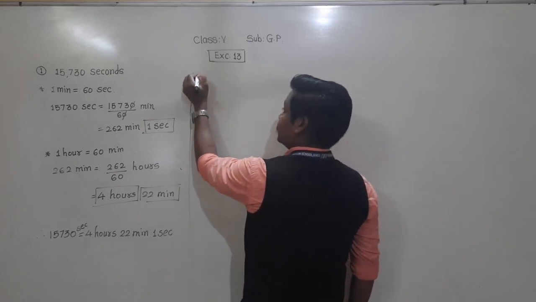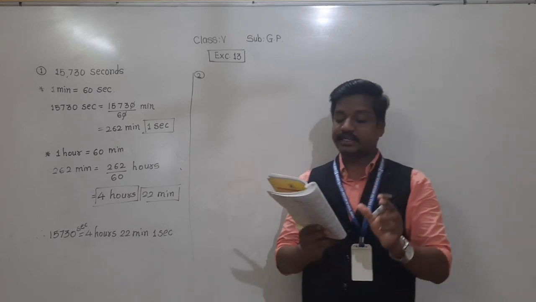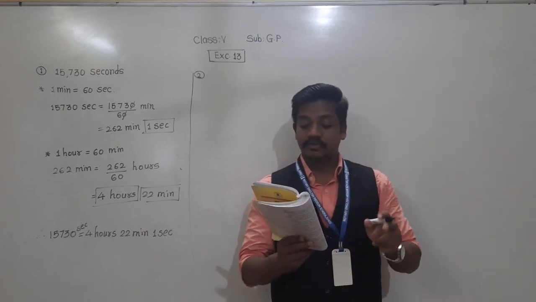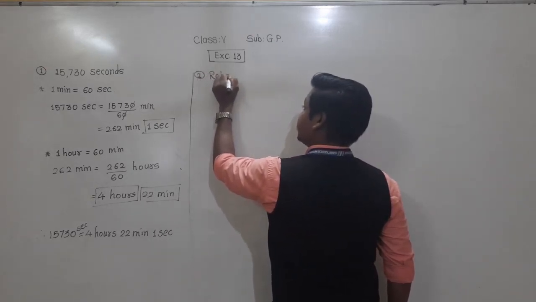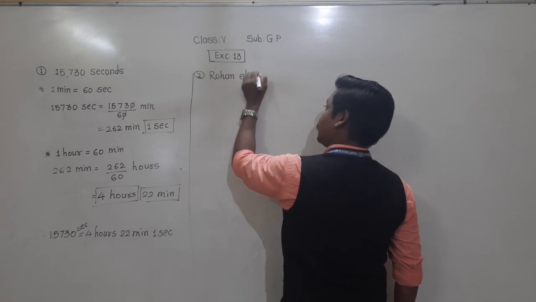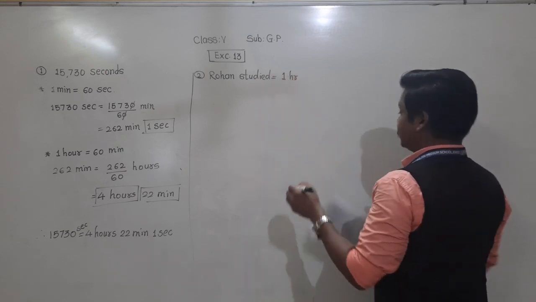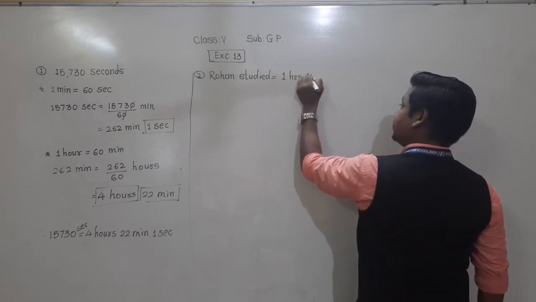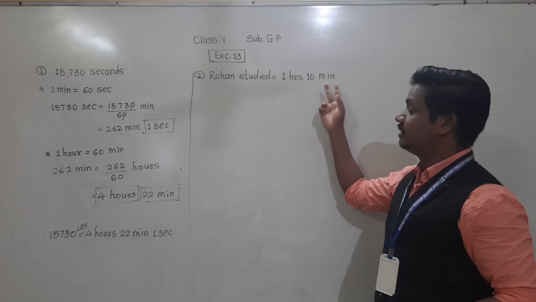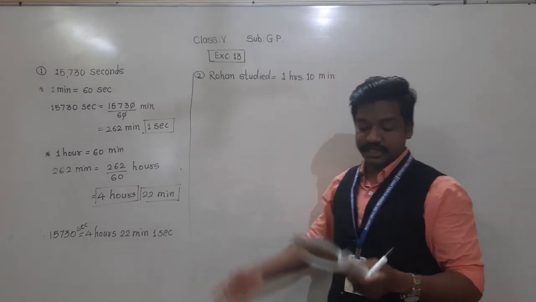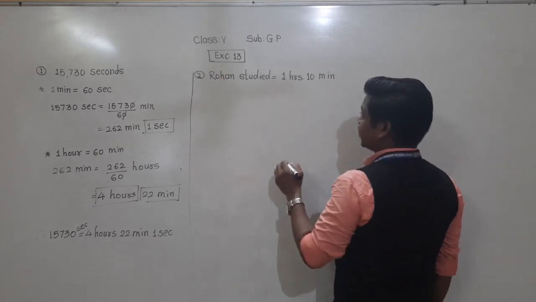Then see second example. Rohan today studied for 1 hour 10 minutes. For how many seconds did he study? Now see, Rohan studied for 1 hour 10 minutes. So this time we have to convert into seconds. 1 hour and 10 minutes, this total time we have to convert into seconds. How many seconds he studied? That we have to find. So this time we have to convert into seconds, right?